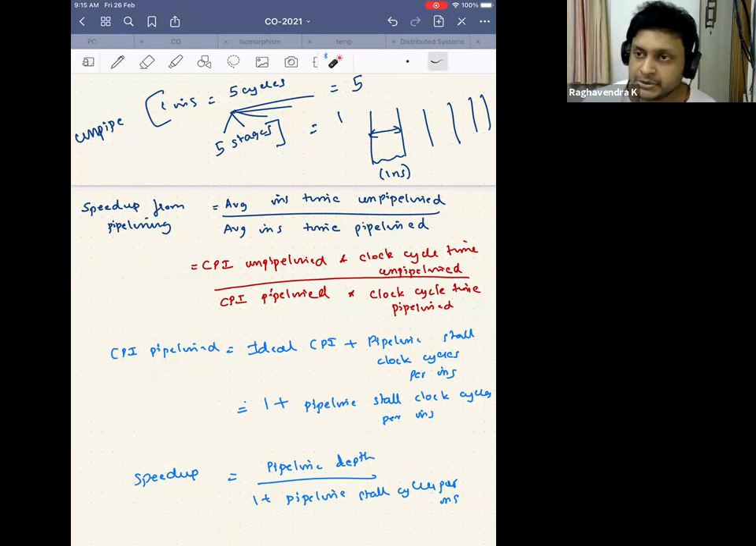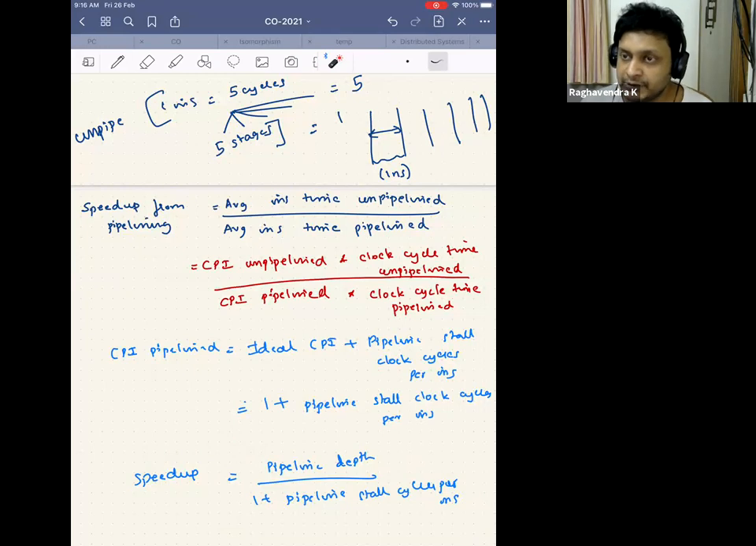Which means that the speed up is no longer 5. The speed up you already figured out that it was 2.5, because I have reduced the speed up by half. So what is the speed up? Speed up is again pipeline depth divided by 1 plus pipeline stall cycles per instruction.